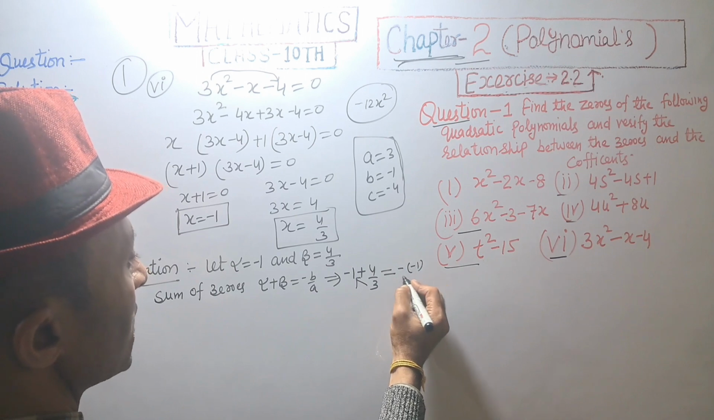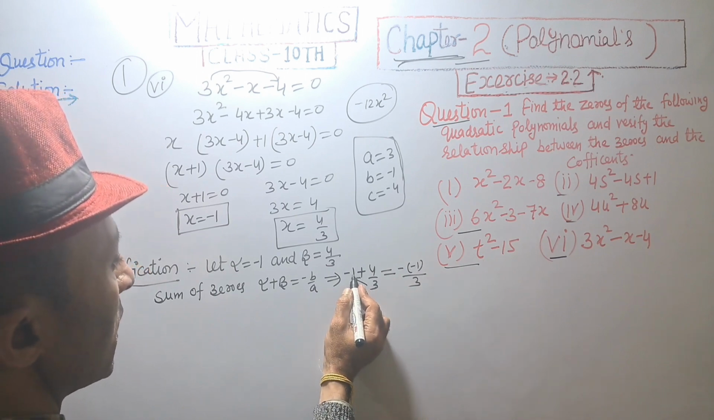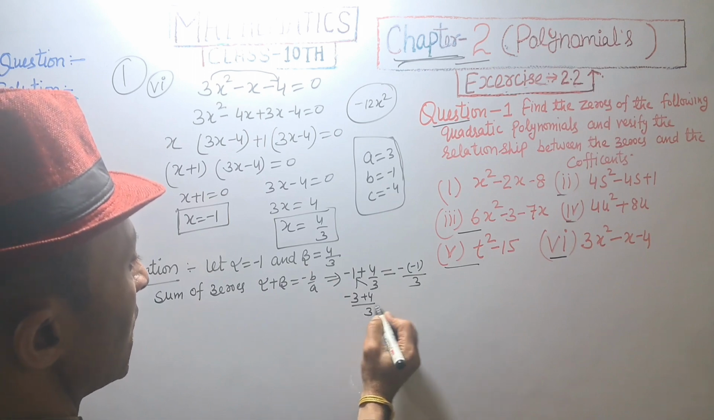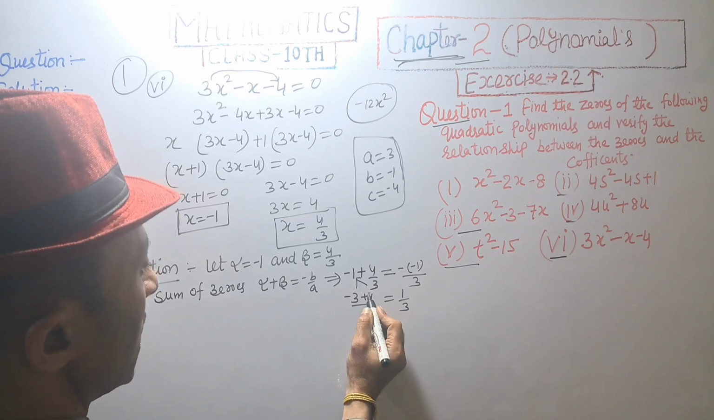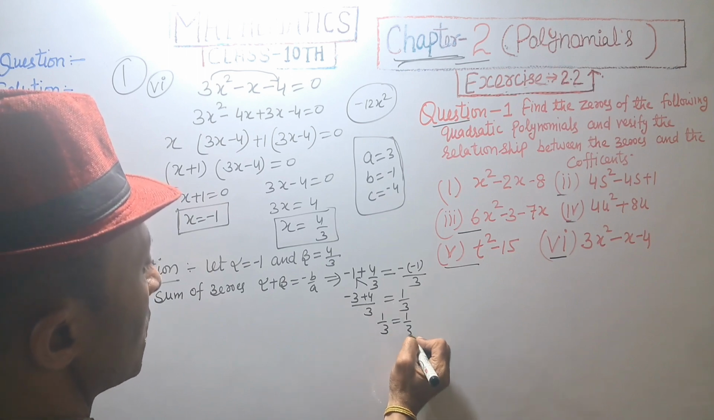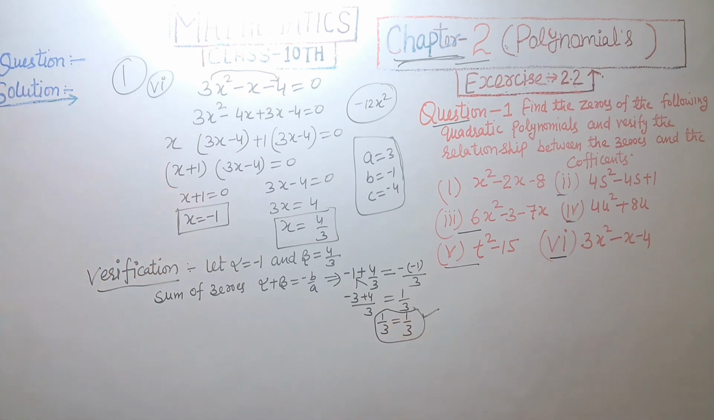Minus minus 1 upon 3. 3 ones are 3, minus 3 plus 4 upon 3 is equal to 1 upon 3. That will be positive 1 upon 3 is equal to 1 upon 3. Left hand side equal to right hand side.